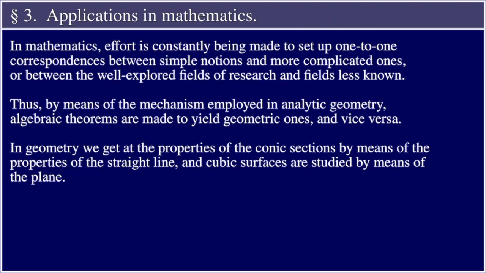Section 3. In mathematics, effort is constantly being made to set up one-to-one correspondences between simple notions and more complicated ones, or between the well-explored fields of research and the fields lesser known. Thus, by means of the mechanism employed in analytic geometry, algebraic theorems are made to yield geometric ones, and vice versa. In geometry, we get at the properties of the conic sections by means of the properties of the straight line, and cubic surfaces are studied by means of the plane.